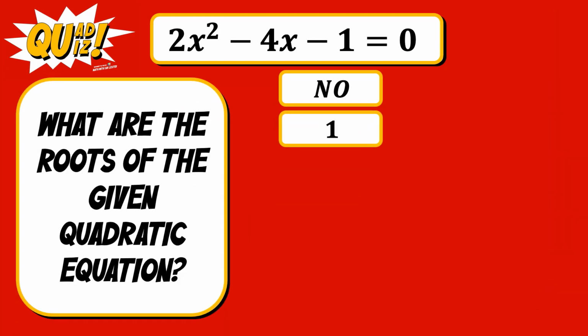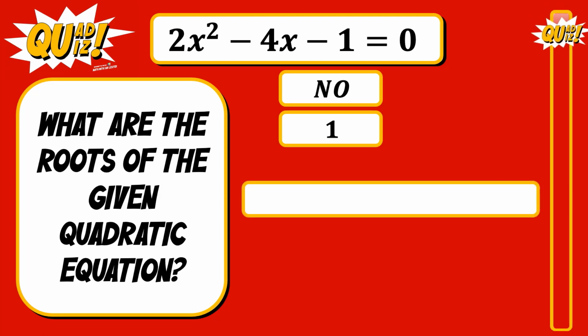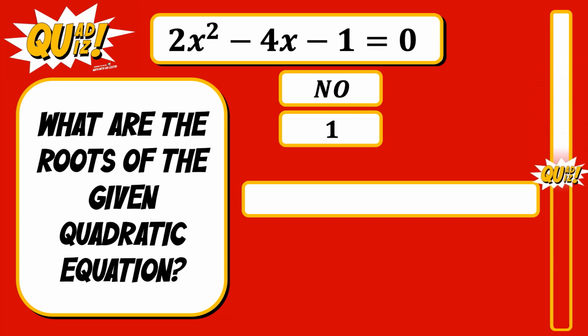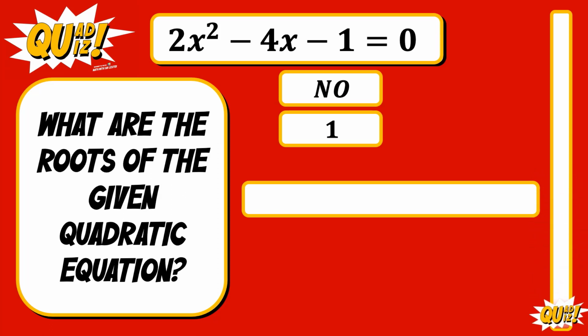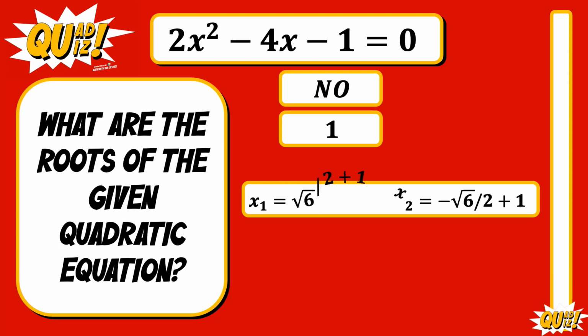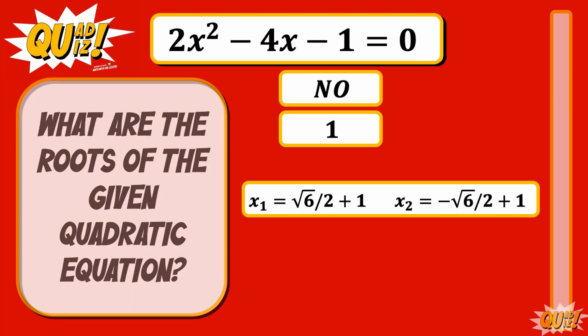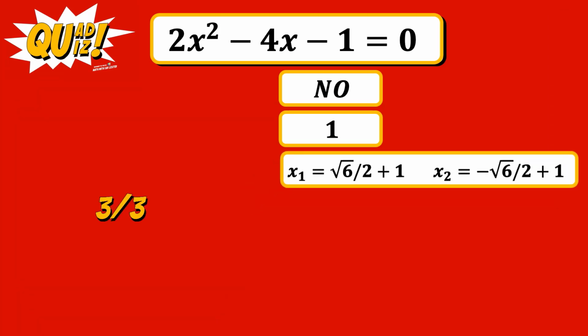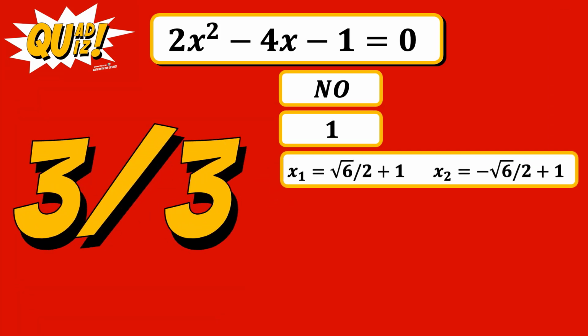To complete the process, what are now the roots of the given quadratic equation? The answer is square root of 6 over 2 plus 1 and negative square root of 6 over 2 plus 1. Did you get 3 over 3? If not, please continue viewing this video.